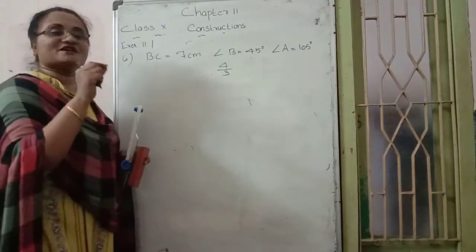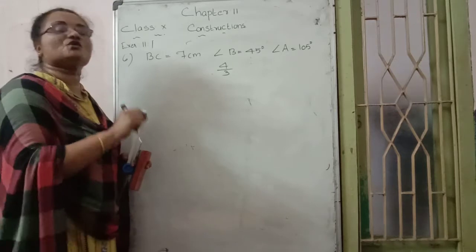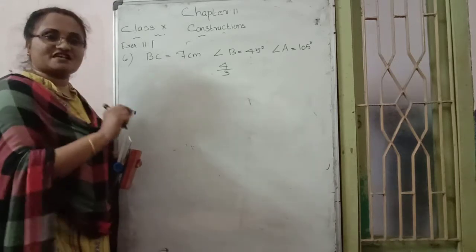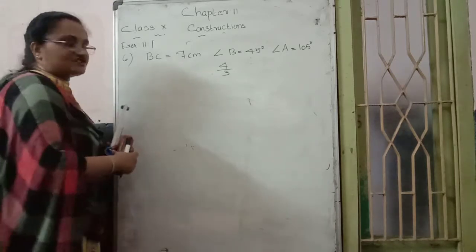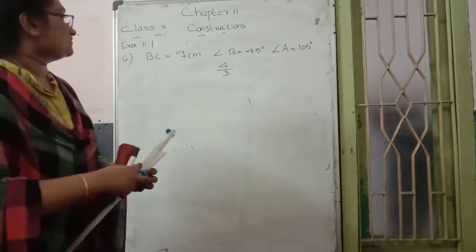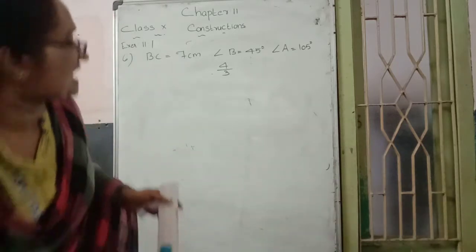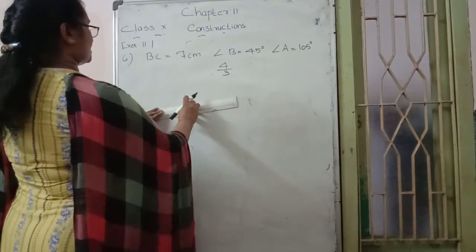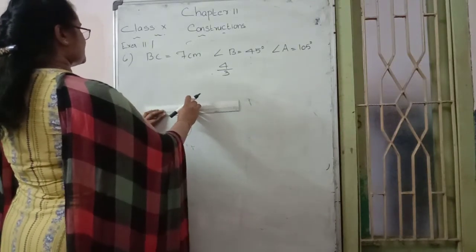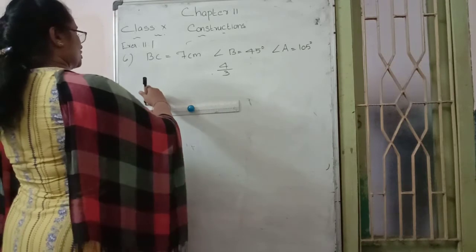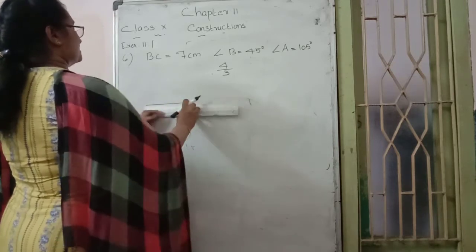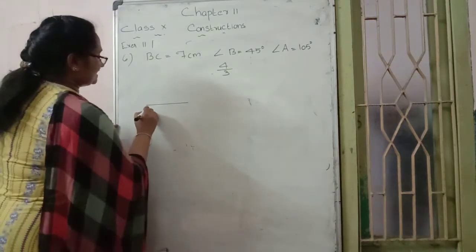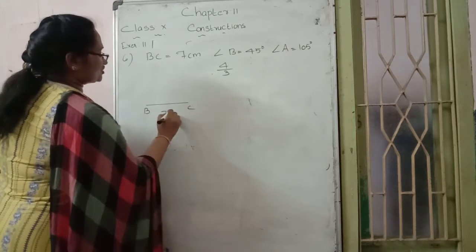First of all, we want to construct the original triangle. How to construct the original triangle? First, the BC side value is given. Starting with BC of 7 cm, the BC side is 7, so 0 to 7 cm. Mark as B and C, 7 cm.